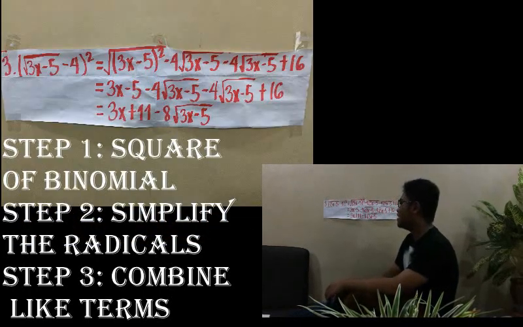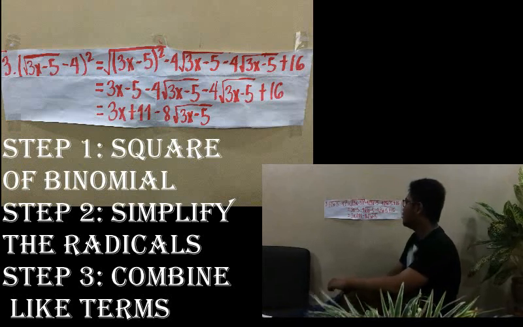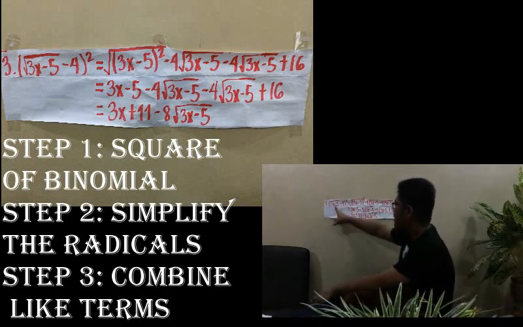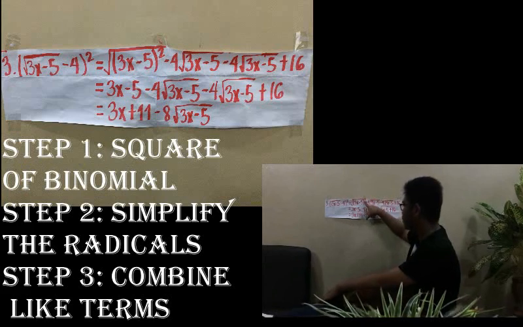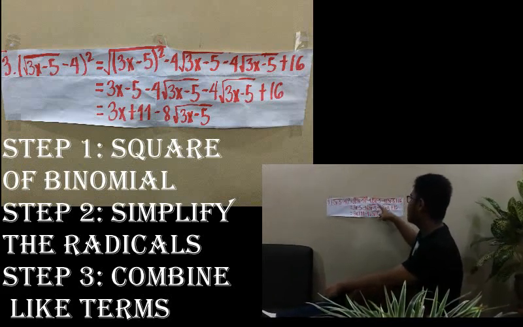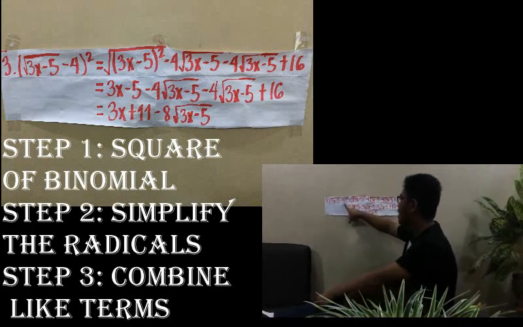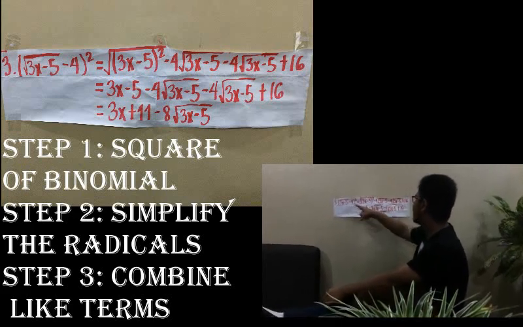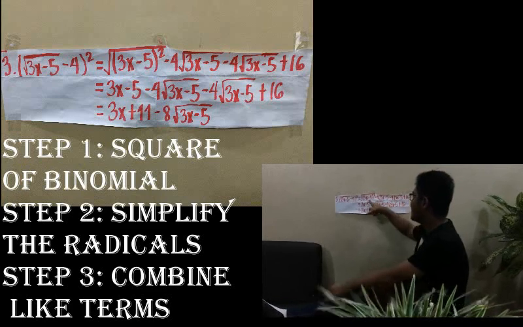So the given in number 3 is a square of a binomial. So the first thing to do is square the first term. So 3x minus 5 squared. Next is twice the product of the first and the last term. So here. Then lastly, square the last term. So positive 16. Then simplify.